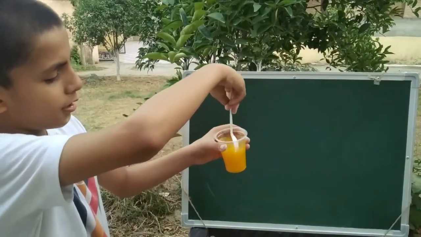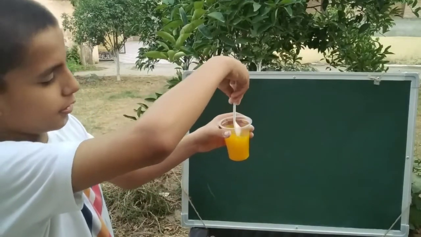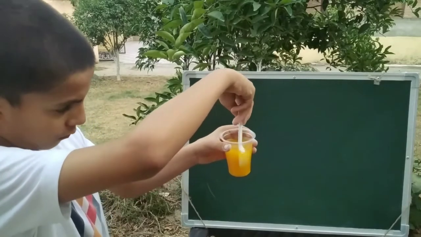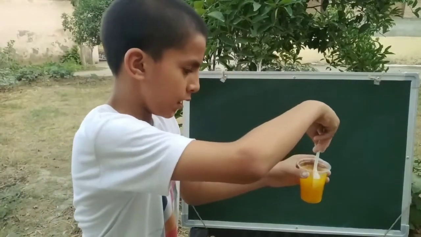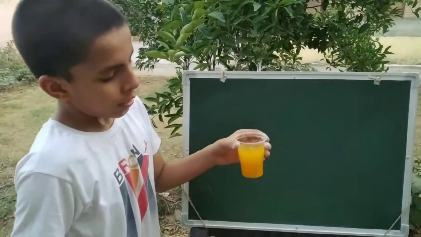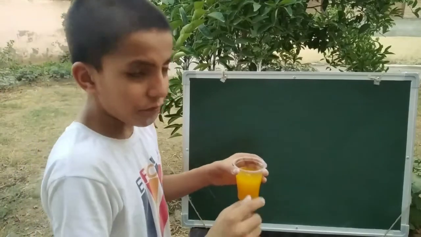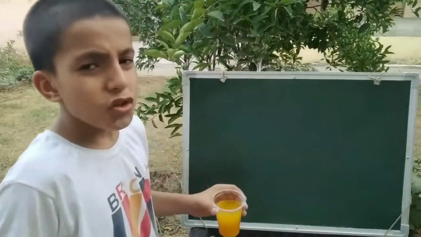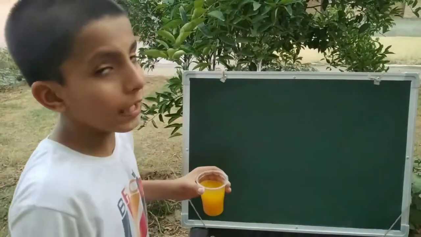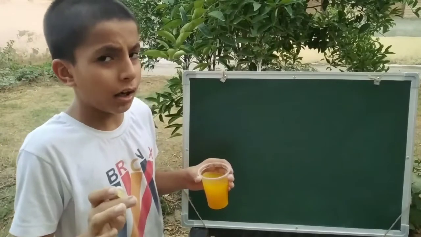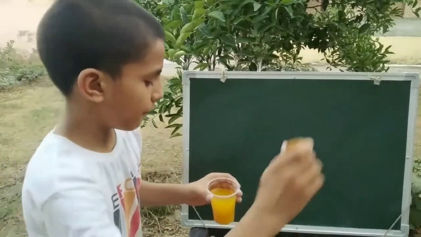Now our indicator is ready. Now, if its color stays the same after mixing in another substance, it means it's an acid, but if it changes into a brown color, it means it's a base.